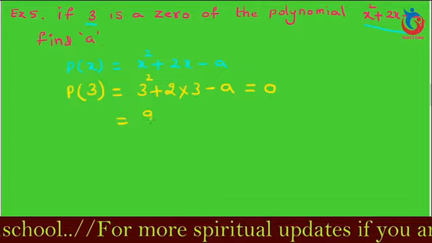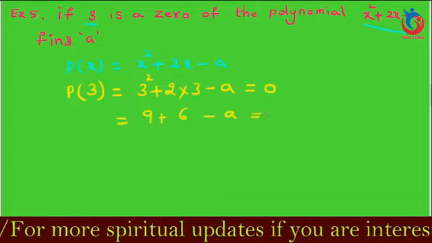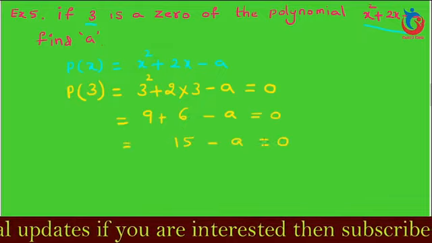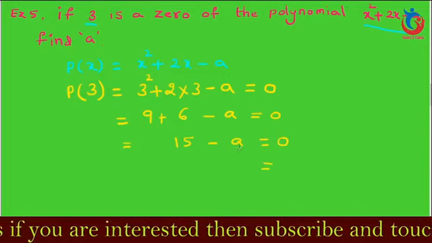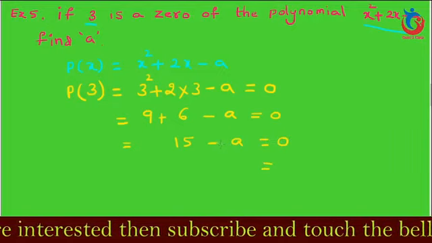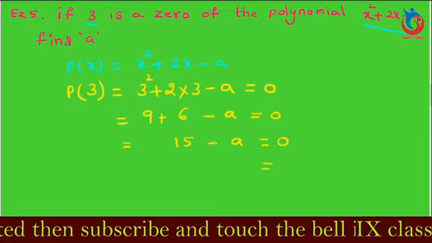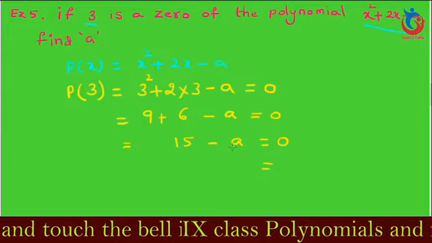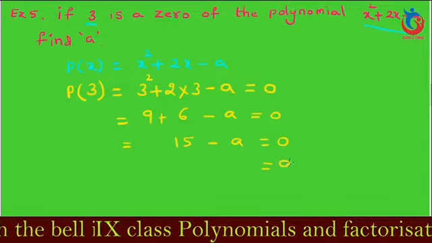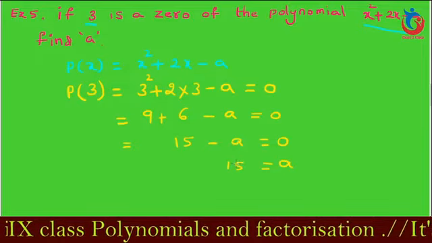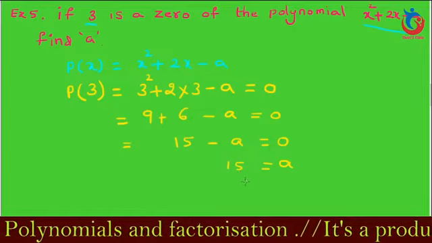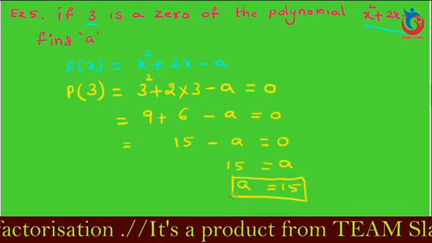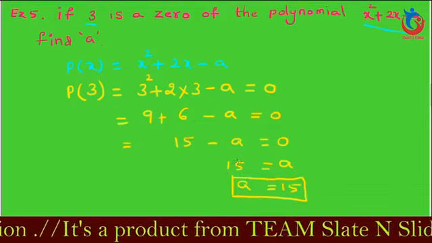Next, simplification: 3 square is 9, plus 6, minus a is equal to 0. So 9 plus 6 is 15, minus a is equal to 0. Here we should find the value of a. The variable, here the variable is a, should not be negative. If it is negative, then we should send it to the other side. So this minus a should be sent to the other side. It will become a, and 15 remains on the left hand side. So 15 is equal to a, which we can write as a is equal to 15. If a is equal to b, then we can write b is equal to a. This is the symmetric property.